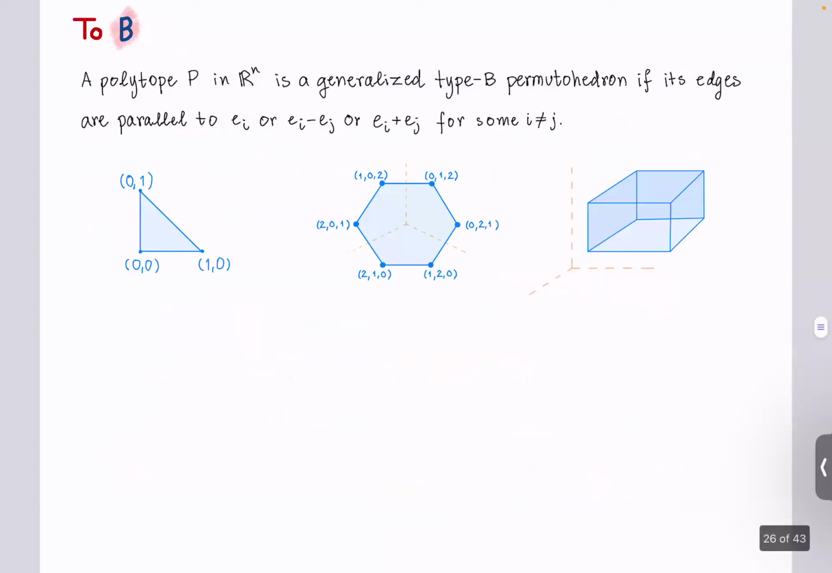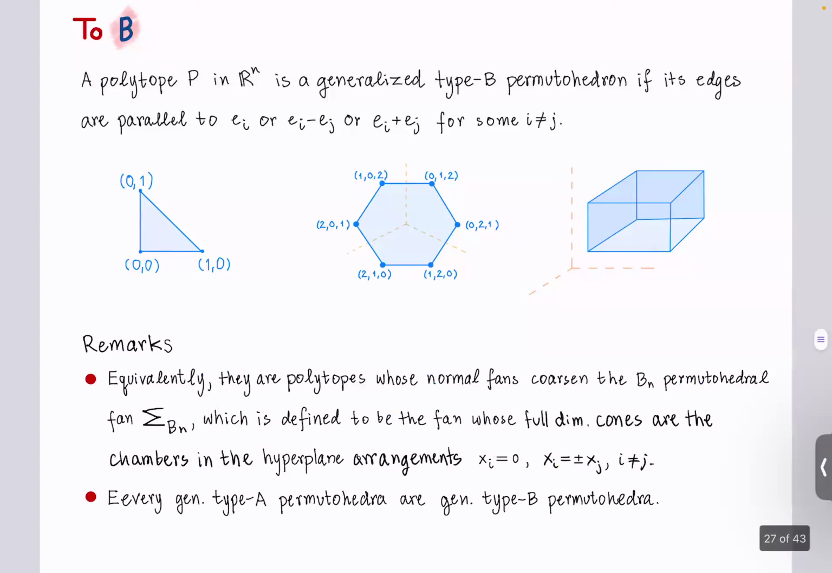Okay. Now let's get to type B from type A. A polytope P is a generalized type B permutohedron if its edges are parallel to e_i or e_i minus e_j or e_i plus e_j for some i not equal to j. Okay. Here are a few examples. You can have a simplex in R^2 that looks like this triangle here. And you can also have a hexagon that you have seen before, or a cube that looks like this.